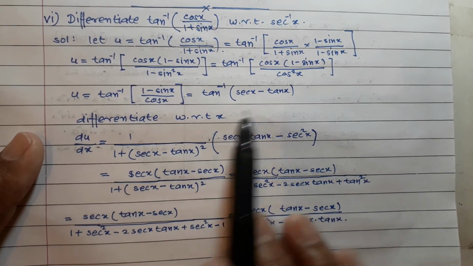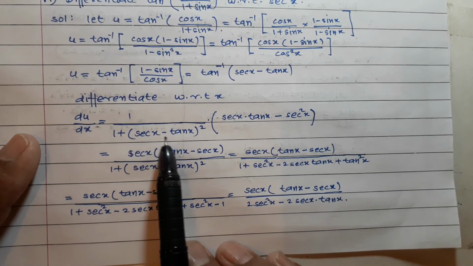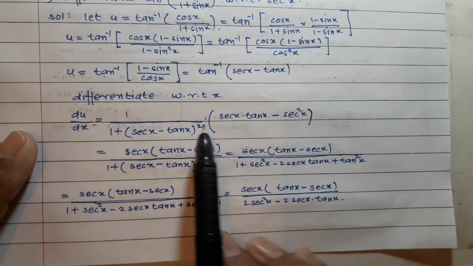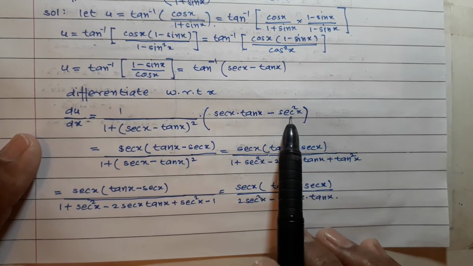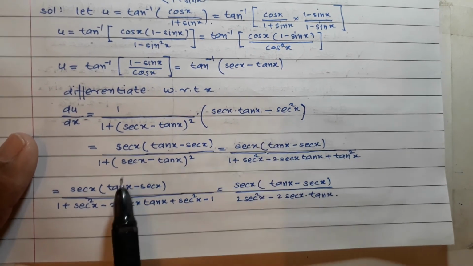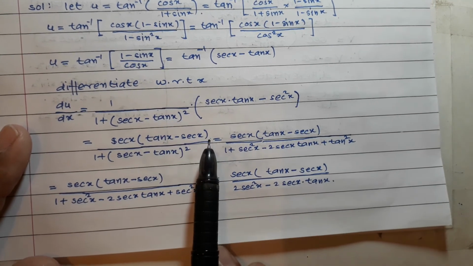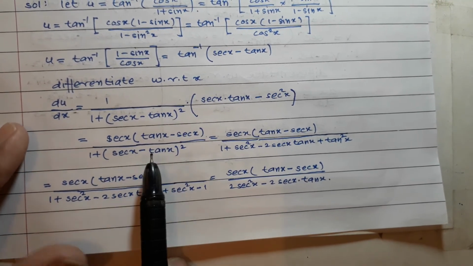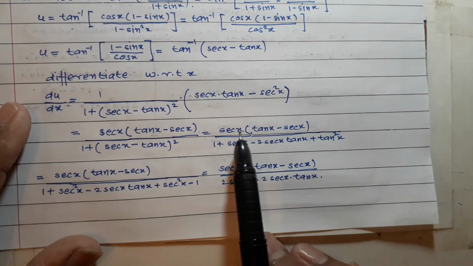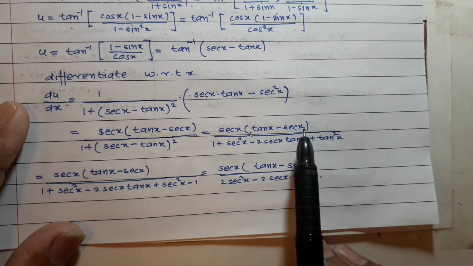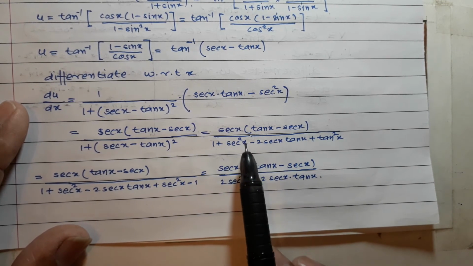Differentiate with respect to x. du/dx is equal to 1 upon 1 plus sec x minus tan x whole square, and the derivative of this is sec x tan x minus sec square x. Simplify this. Here I take sec x common, sec x into bracket tan x minus sec x upon 1 plus sec x minus tan x whole square, and it is equal to sec x into bracket tan x minus sec x upon 1 plus sec square x.